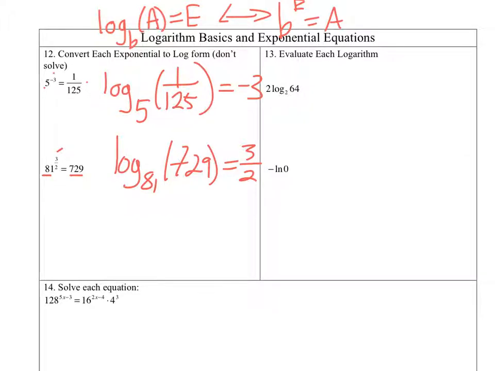For number 13, we've got to evaluate some logarithms. In doing this, we're going to use a similar setup to figure out what's going on here.